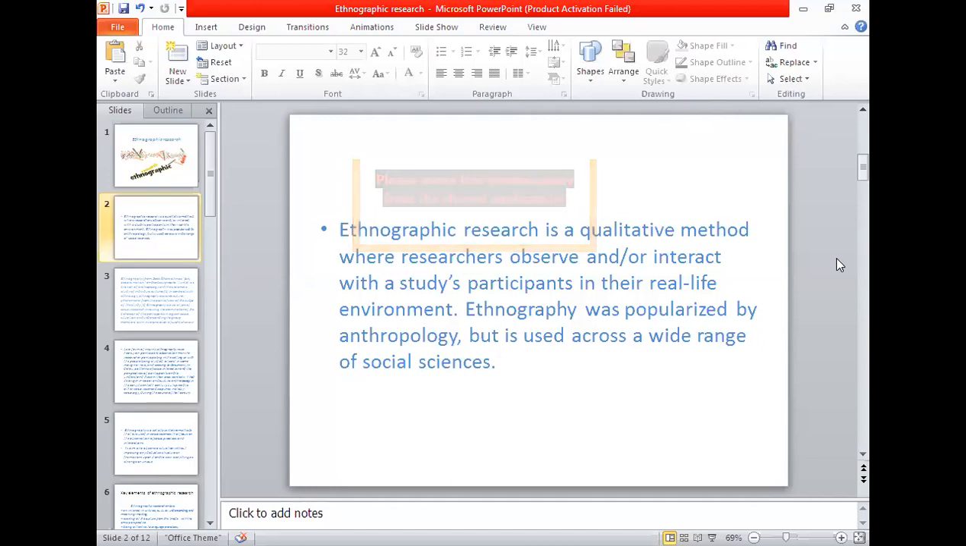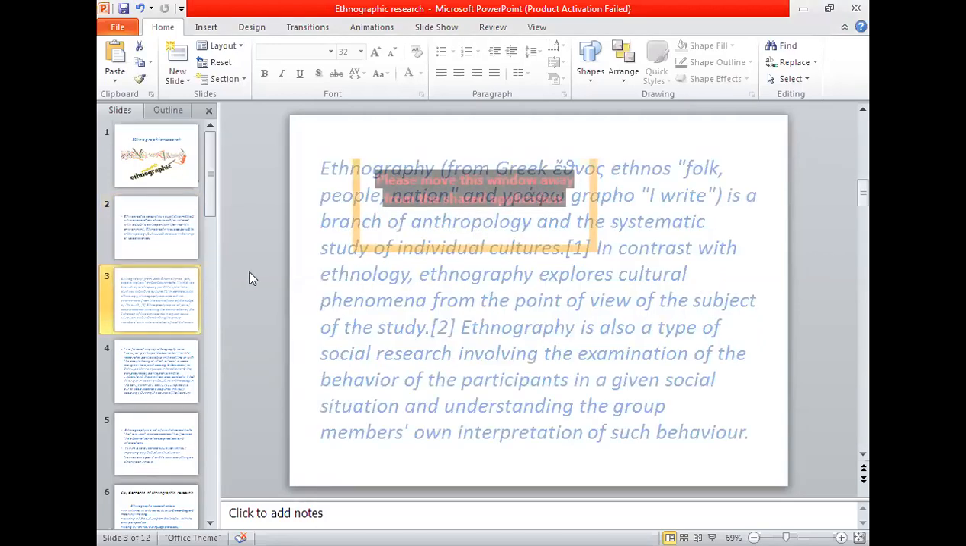Ethnography was popularized by anthropology, but now it is used across a wide range of social sciences. It means now this is used in sociology, in psychology, cultural psychology, cross-cultural psychology, and there are different types of methods of doing ethnography in different fields. Today we will also discuss those things. But first, the simplest definition is that this is what ethnography is.